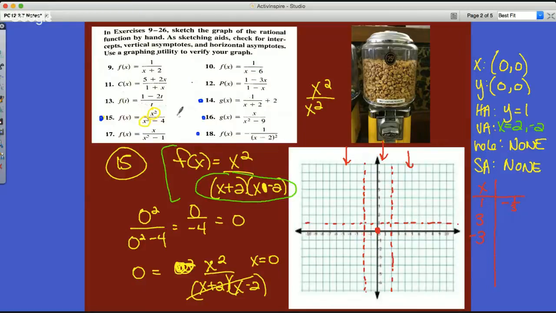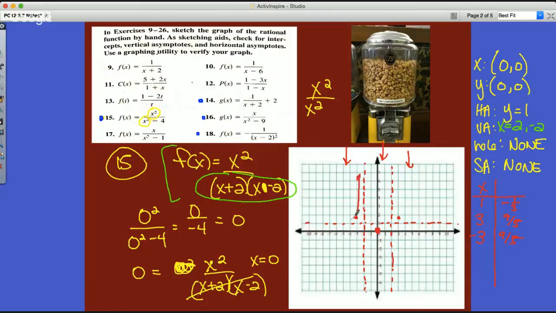Now let's go back to 3. 3 squared is 9. 9 over 9 minus 4. So 9 over 5 is what would be here. You could also say 1.8, but we'll just say 9 over 5. And also note, even though you're plugging a negative in, if it's squared, it's still going to produce a positive. So you're going to get the same thing, 9 over 5 at -3. So 3 would be at 9 over 5, about right there, and -3 would be at about 9 over 5, which would be there.